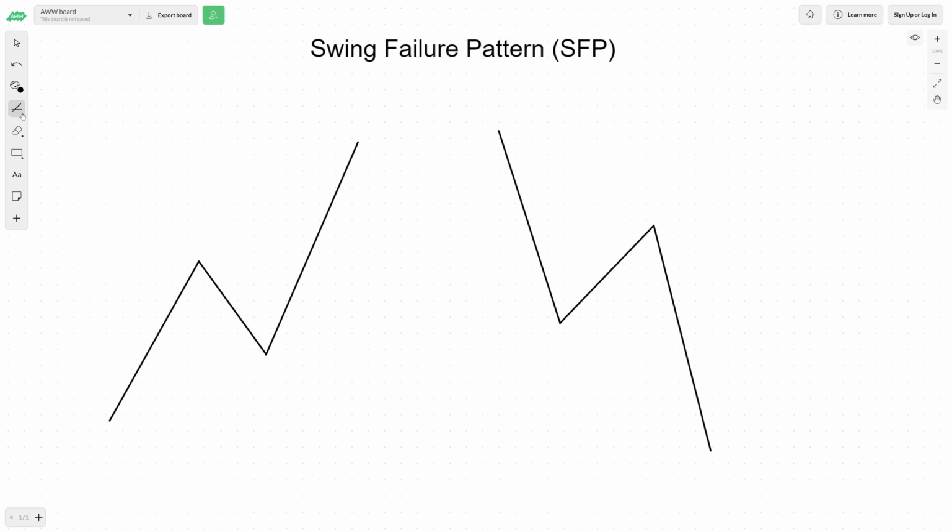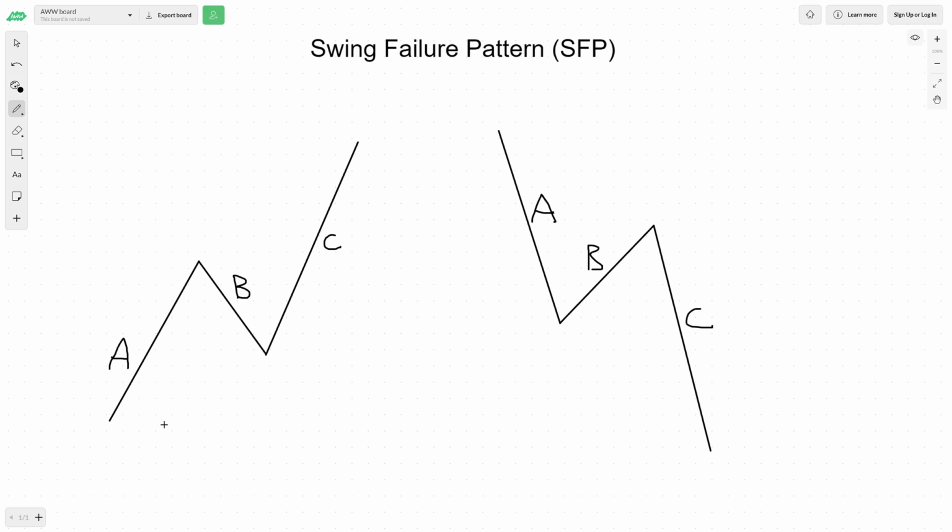So effectively the A legs here are the momentum, the impulse legs. The B is the retracement or the correction, multiple ways to say it. And then the C is the next impulse leg up. And of course in the downtrend, your A is going to be the impulse down, your B is going to be the retracement or correction back up, and then C is coming back down. All this is going to make sense when we incorporate that with the swing failure pattern.